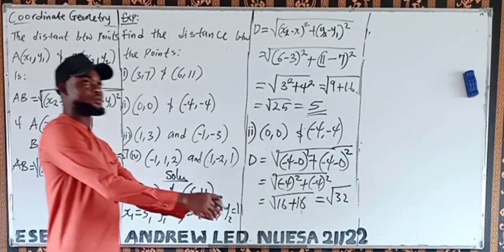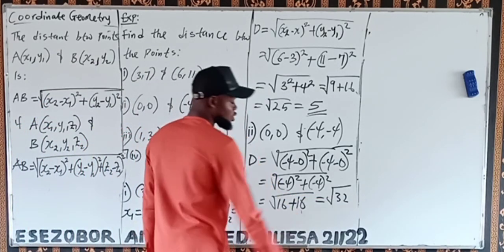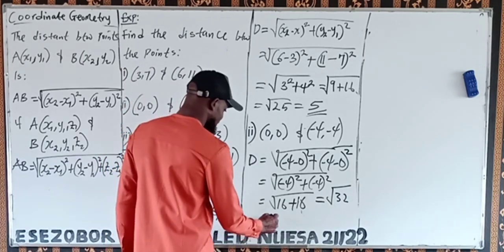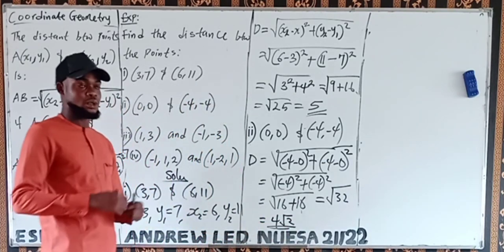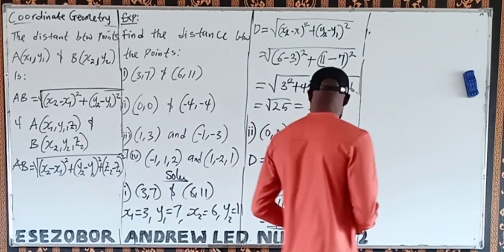Now what's root 32? Root 32 is something like 16 times 2, which gives us 32. So that is 4 root 2, which is root 16 times root 2. It was 4 root 2.